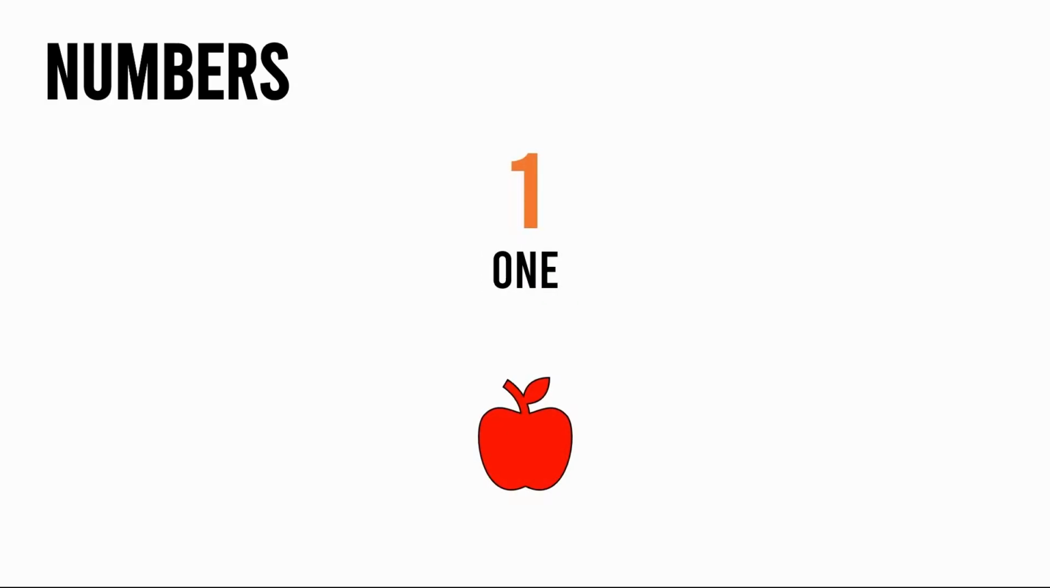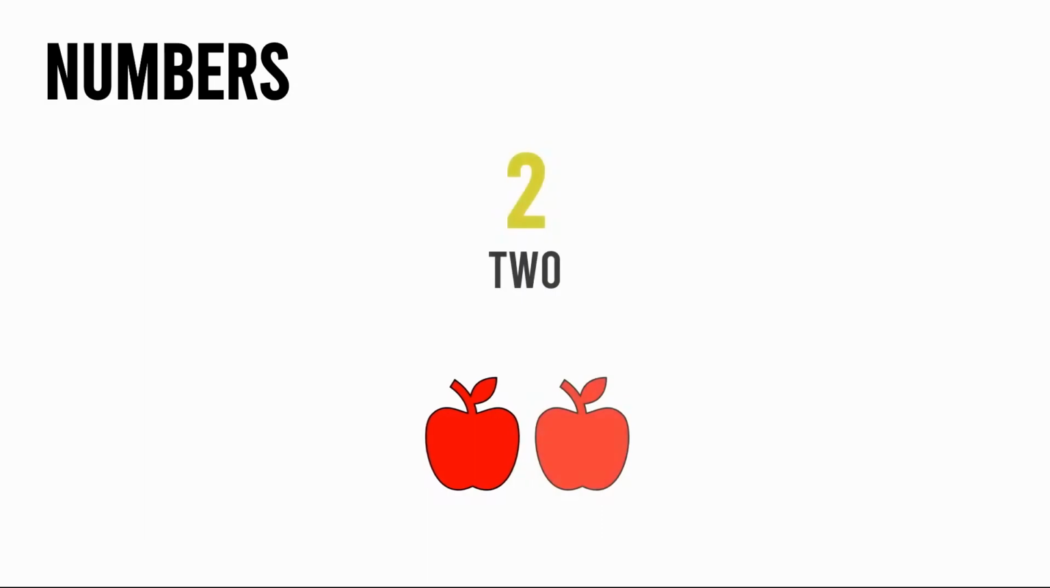1. The number 1 represents a single quantity, a single element that I've represented here through an apple. So the number 1 corresponds to a single object. 2. Here we have added an apple. The number 2 represents two elements, two apples in this case.